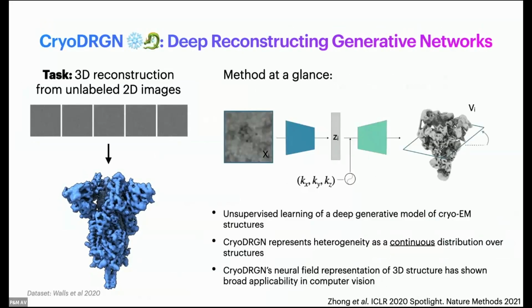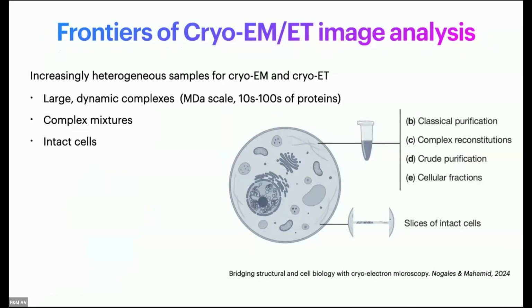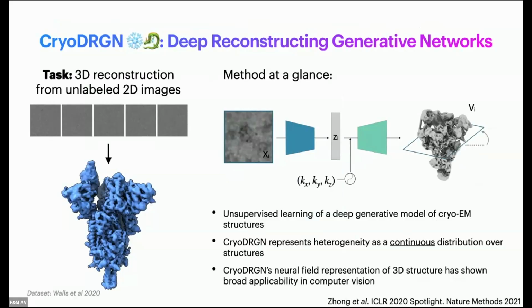Okay, so the method that we developed is called CryoDRGN. It's an acronym. It stands for Deep Reconstructing Generative Networks. We frame heterogeneous reconstruction as unsupervised learning of a deep generative model, or a VAE, of cryo-EM density maps that can be learned directly from the 2D images. So the task here is, instead of reconstructing a single structure, we now reconstruct this continuous distribution of structures. And something that's been particularly exciting is that CryoDRGN's neural representation, this coordinate-based neural field, has been shown to be broadly applicable in other areas of computer vision, like 3D or novel view synthesis.